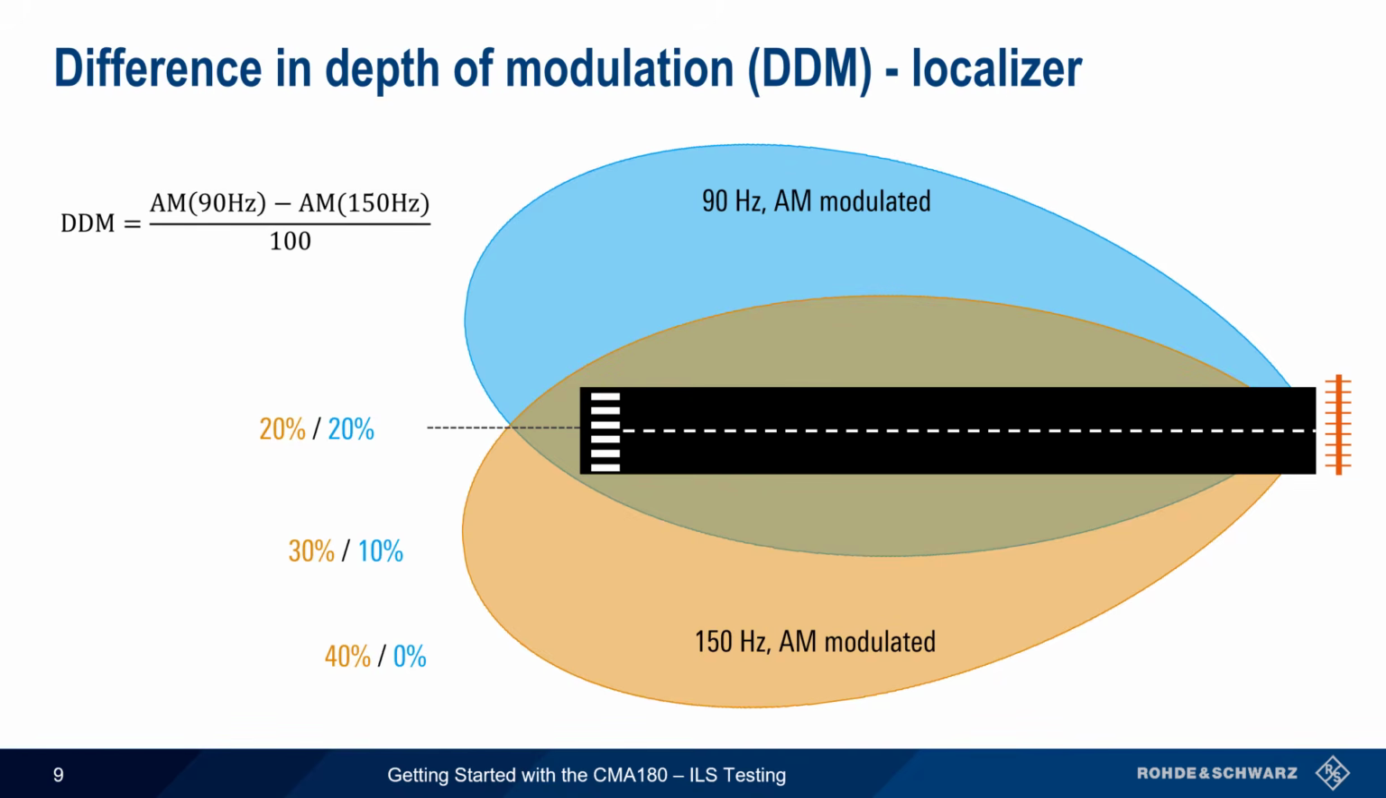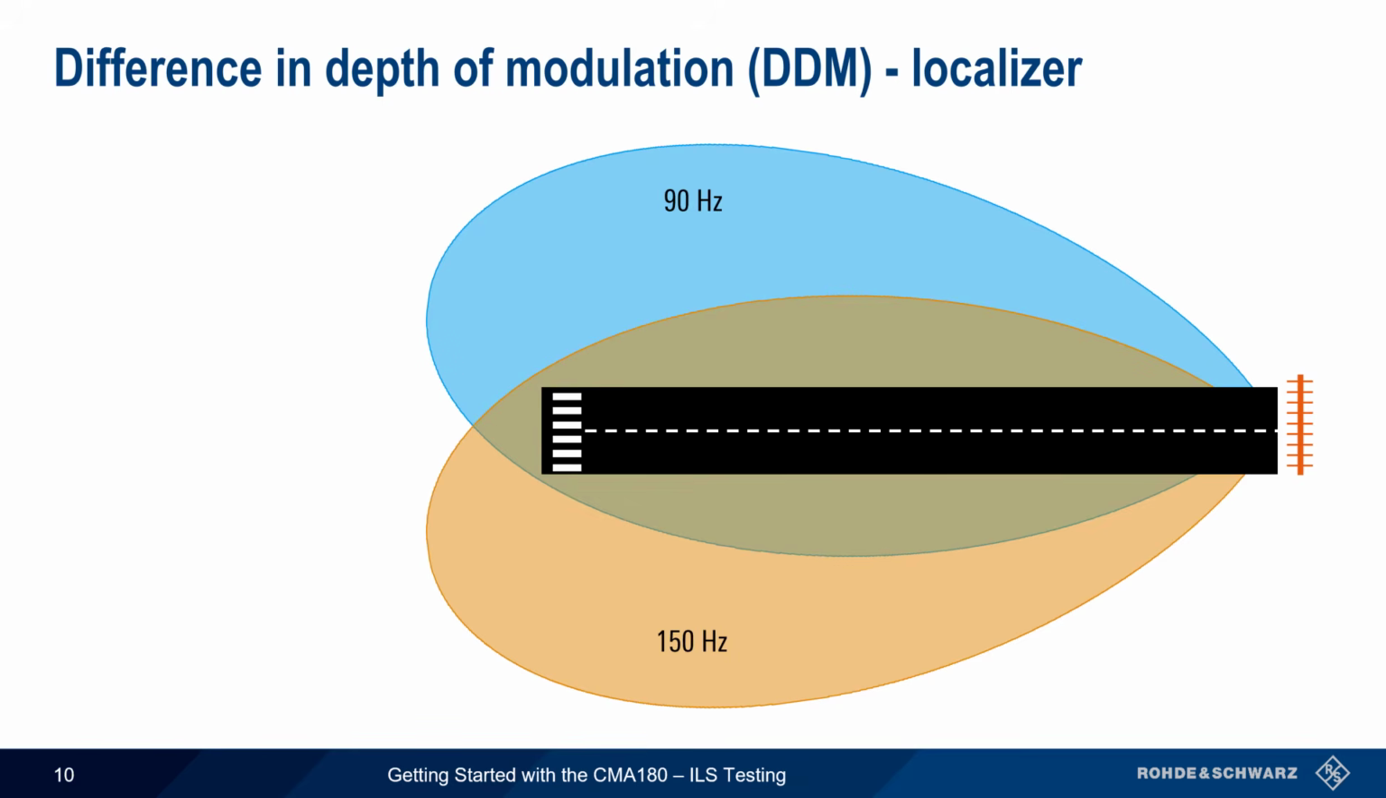Mathematically, we can say that difference in depth of modulation is the measured 90 Hz AM modulation depth minus the measured 150 Hz AM modulation depth, divided by 100. Related to DDM is something called SDM, or sum of depth of modulation, which is a sum of the modulation depth of each lobe, again divided by 100.